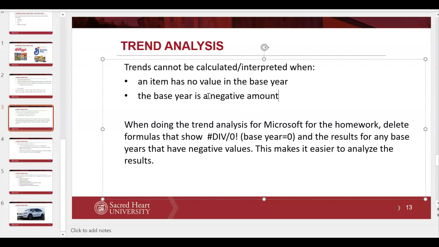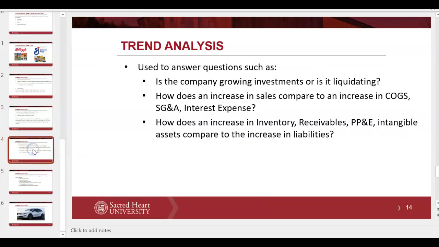When doing the trend analysis for Microsoft for the homework, delete the formulas that show divided by 0, that means the base year is 0, and Excel is saying we can't do that. Delete it. We always want to make sure we're not reporting that, not just here, you're not turning this in, you're just answering questions based off it, but when you're doing this at your job, you never want to send in a schedule that has this error message. And also delete results for any base years that have negative values, and that just makes it easier to interpret the results.